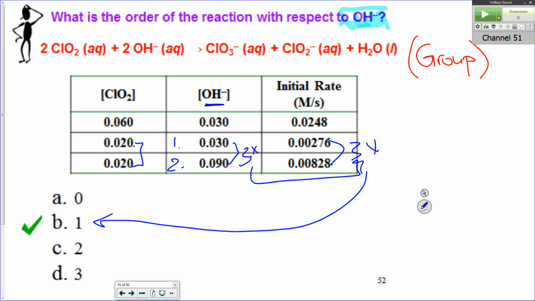Okay, question on that? Because now you've got a follow-up question with the same data. Okay. Question? All right.